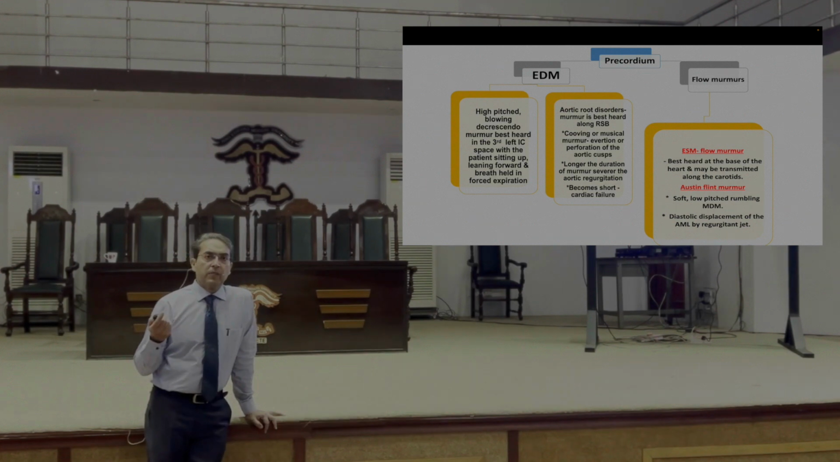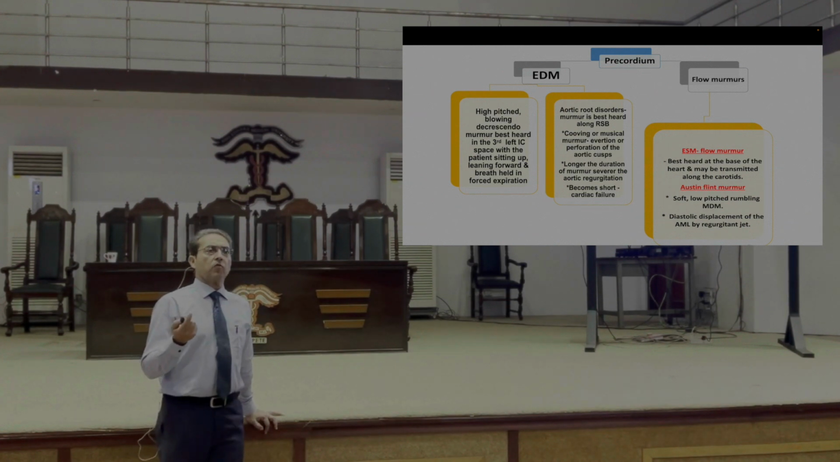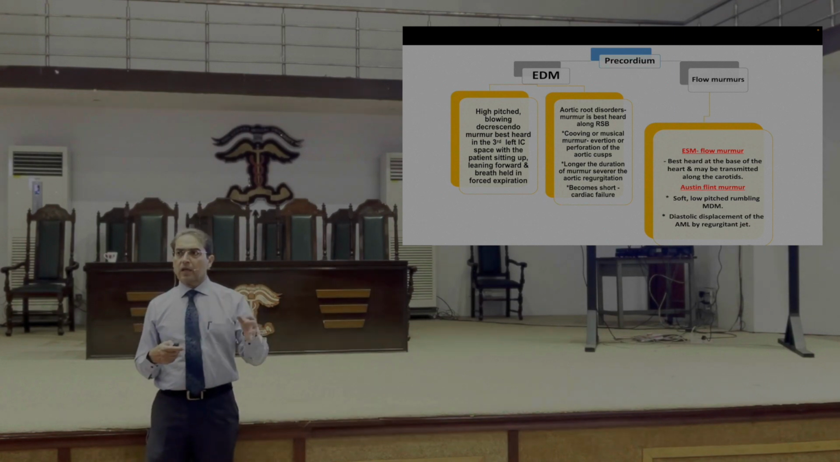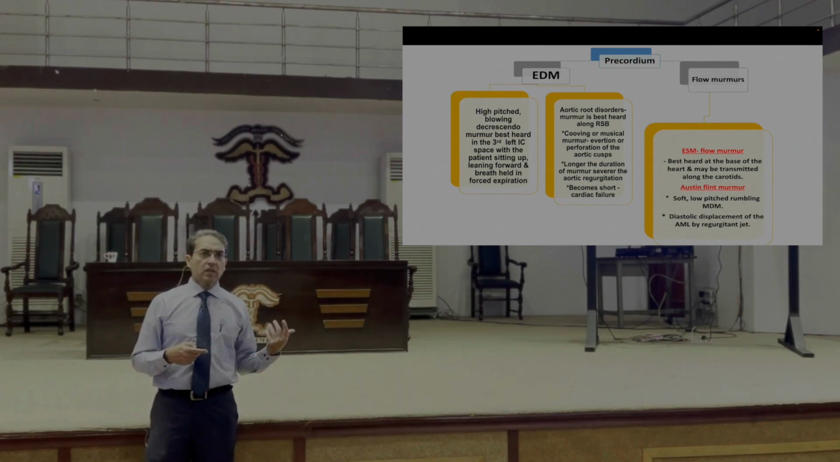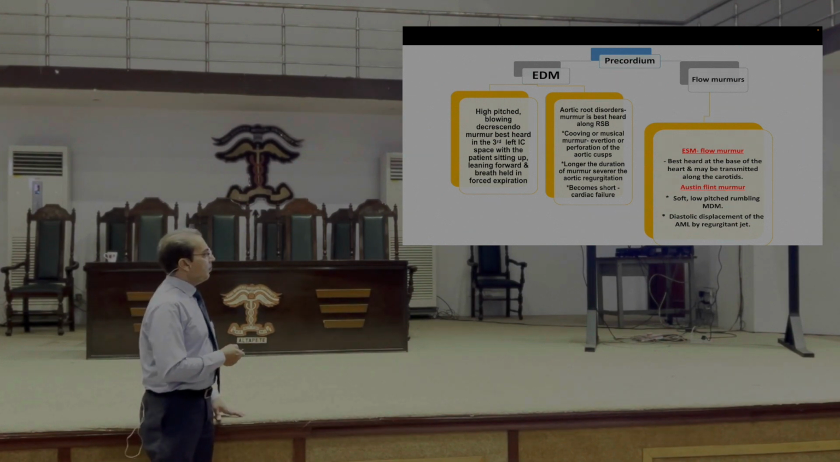Why does it become short in cardiac failure? Because the cardiac output is decreased. So the cardiac output is low, the regurgitated volume will also be low. When less blood goes out of the heart, less blood will come back into the heart. So if the patient has developed heart failure, the murmur will diminish in intensity.